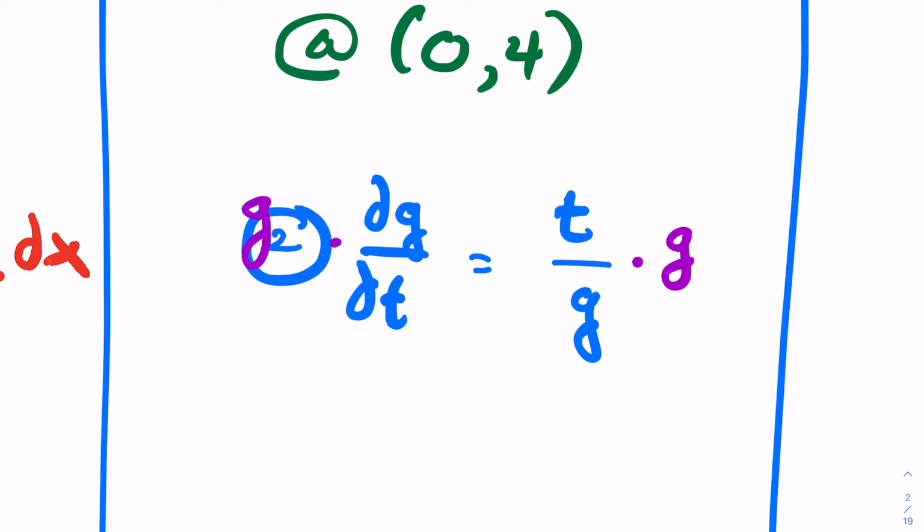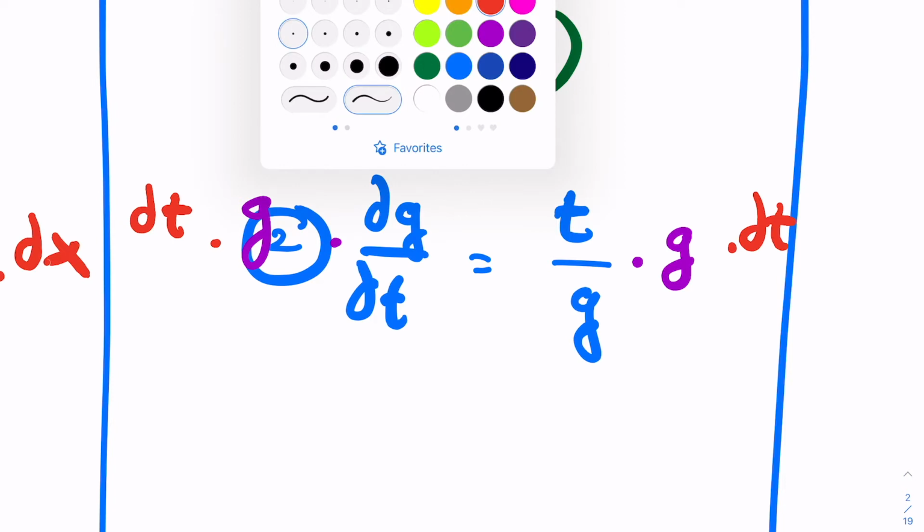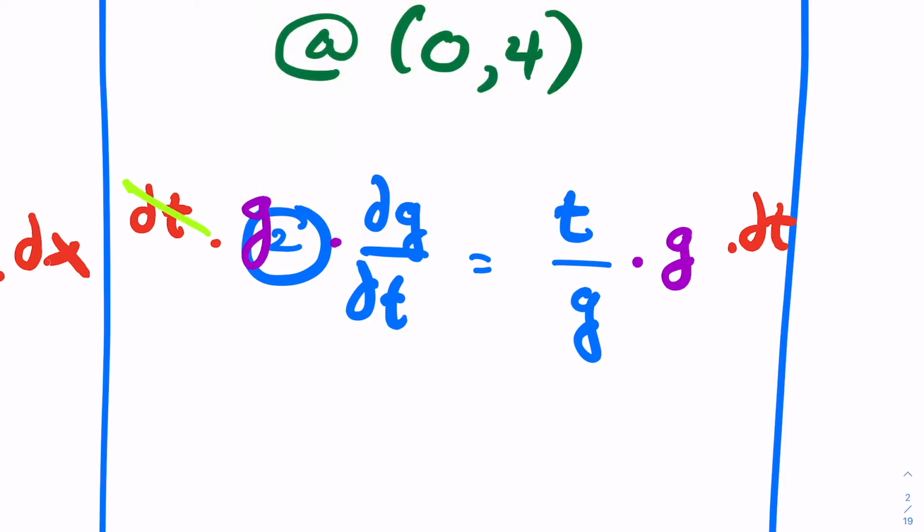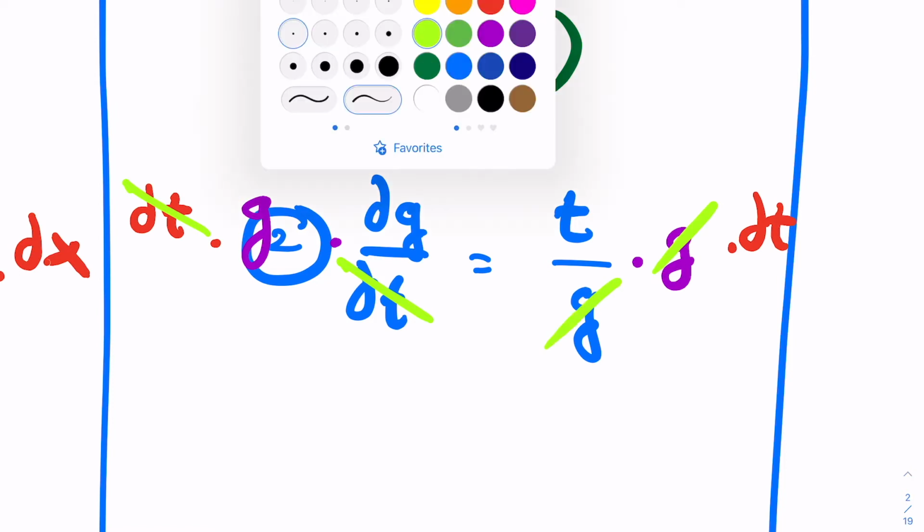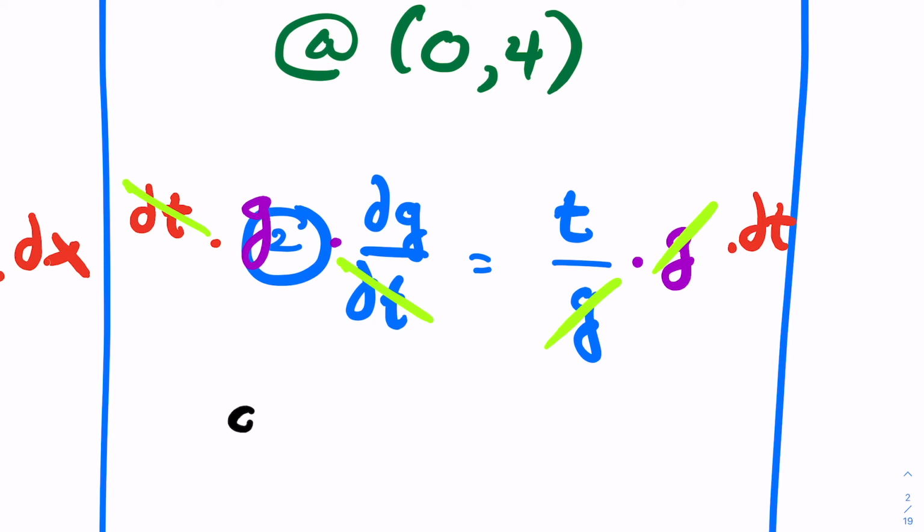Okay, so that means the dt needs to move over. So I'm going to multiply by a dt, multiply by a dt. That causes dt's to cancel out. This causes the g's to cancel out on the right. So then you're left with g dg equals t dt. Notice how the g's are on the left, the t's are on the right.